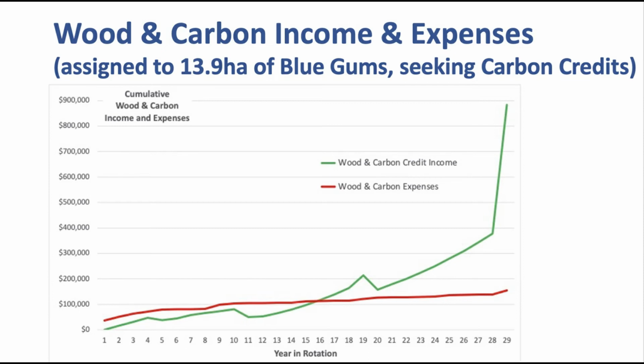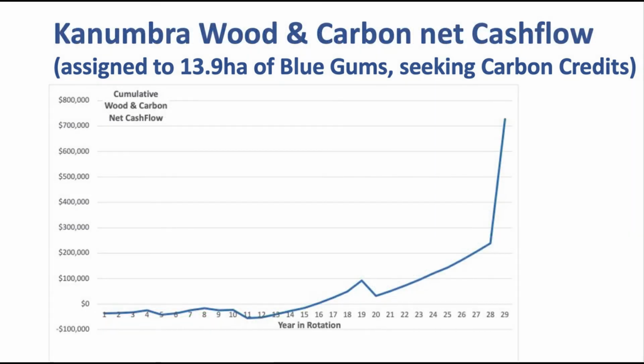exceeds the cumulative expenses. So if we look at the net cash flow under that carbon credit scenario, you do have a negative cash flow for the first 15 years, but a relatively modest net cash flow deficit of about 20 to 50,000. But after year 15, you're then in the black because the carbon income is exceeding the cost per year for each of the remaining 15 years.